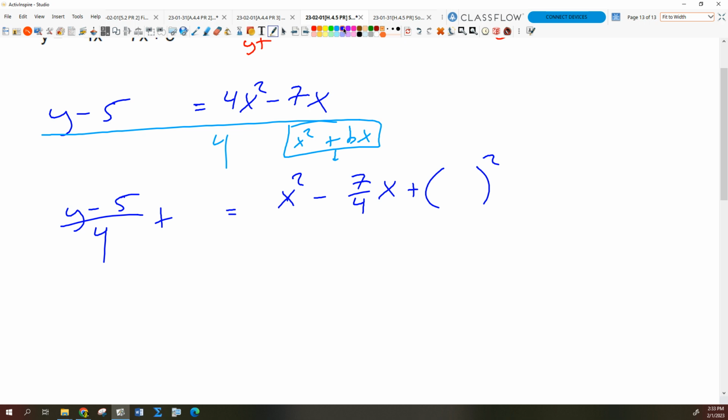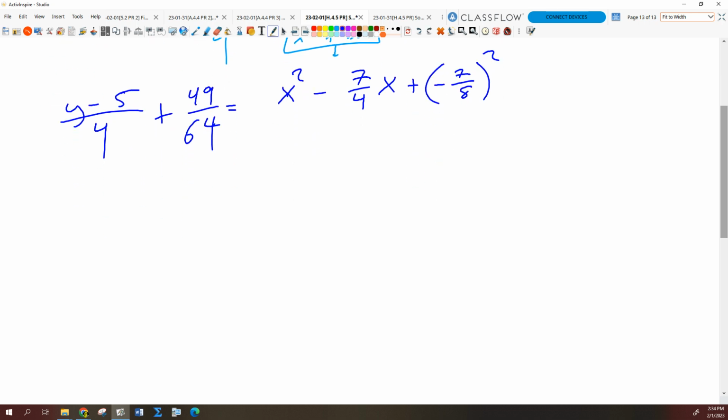What's it gonna be, Jojo? Say it again. Yeah, negative 7/8. Yeah, good. So negative 7/8 quantity squared, which is the same thing as 49/64. That looks pretty familiar. That's what we just did, right? Okay, good. So what does the right side factor into then? Right, and that's because, look, that number right there goes right there. On the other side, do we need to simplify this?